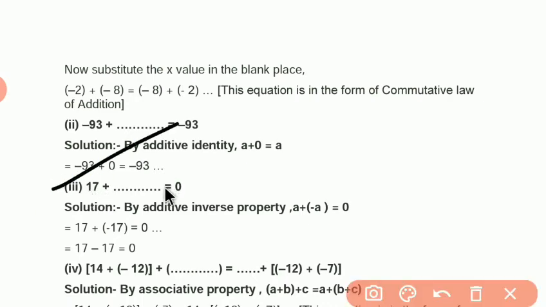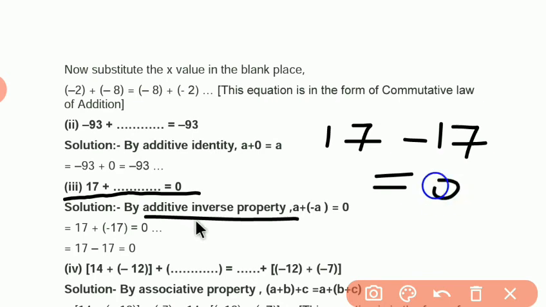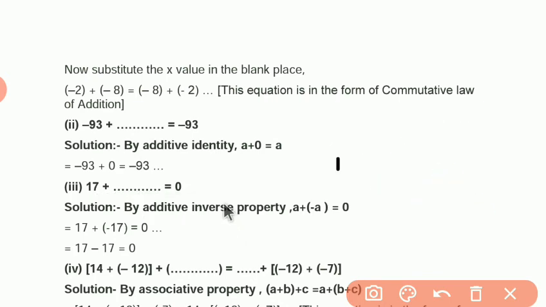Third one: 17 + blank is equal to 0. Now, which number should be added to 17 to get the answer 0? It means we have to add the inverse of 17. So which property do we have to use? We have to use the additive inverse property.